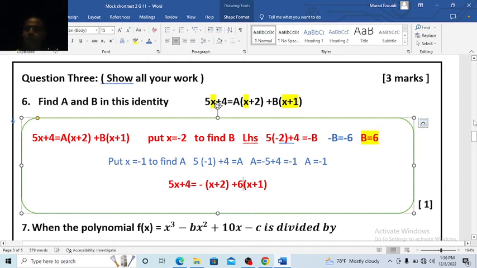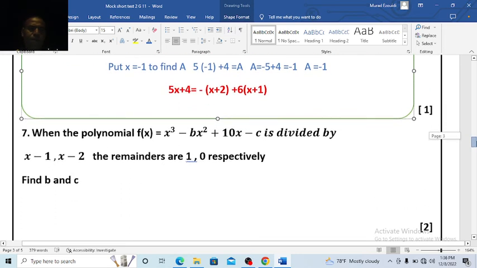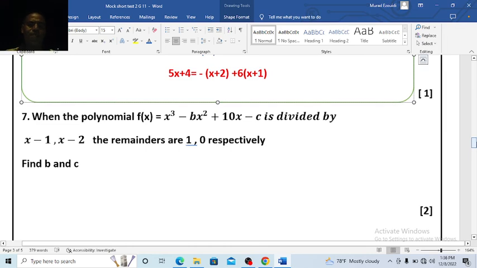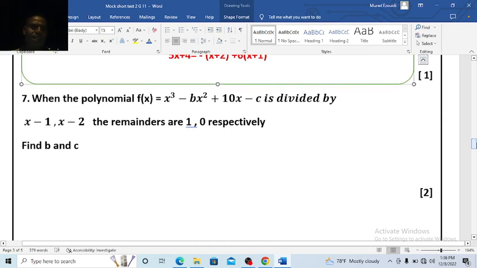Okay, the second equation. When the polynomial f of x, which is x cubed minus bx squared plus 10x minus c, is divided by x minus 1 and x minus 2, the remainders are 1 and 0 respectively.